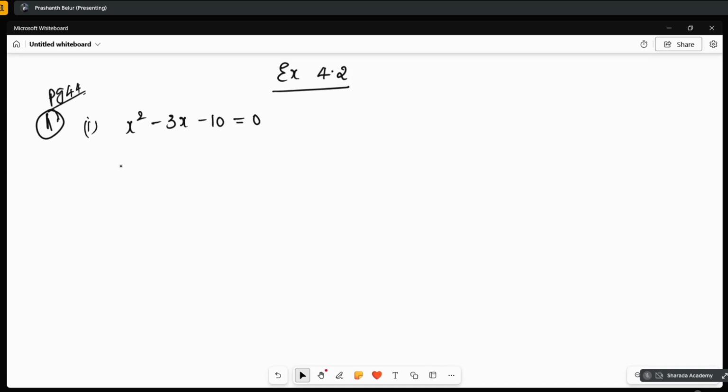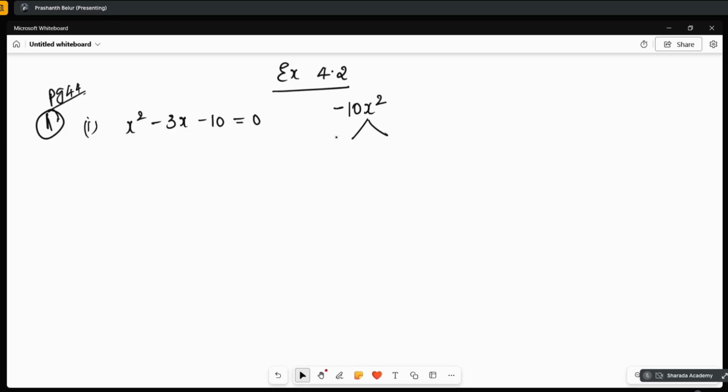So you have to multiply the x square term and the constant, and then split it in such a way that the two terms, by addition or subtraction, give the middle term. If you multiply them, you should get the product like that. So x square and minus 10, if I multiply, I will get minus 10x square. Take the factors of minus 10x square such that one is minus and the other plus, so that the subtraction of the two terms gives minus 3x.